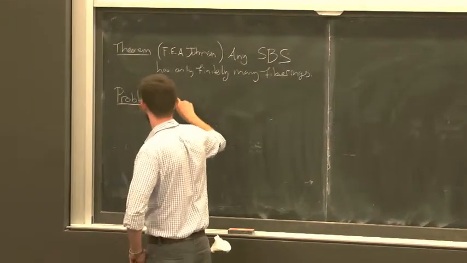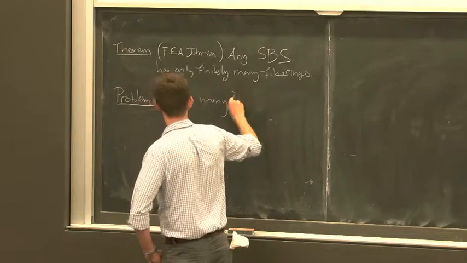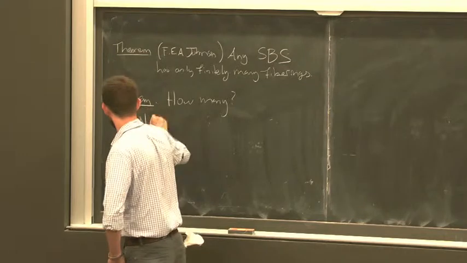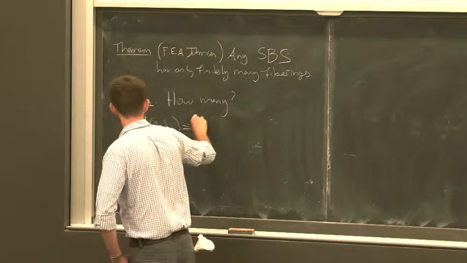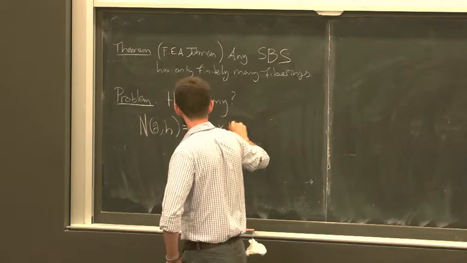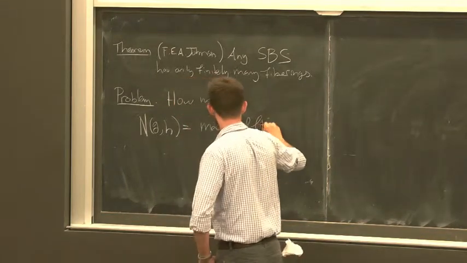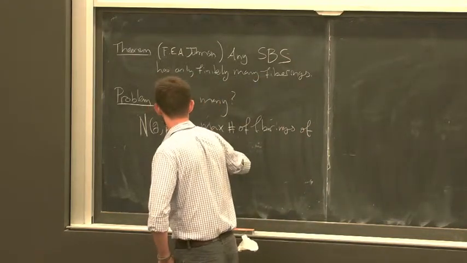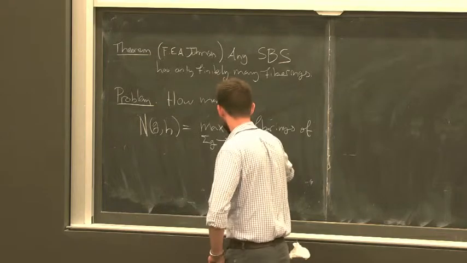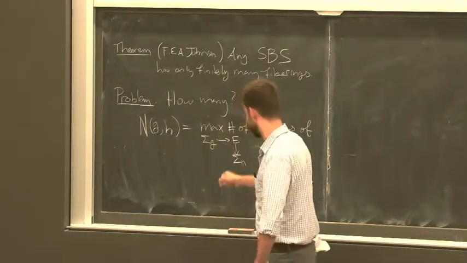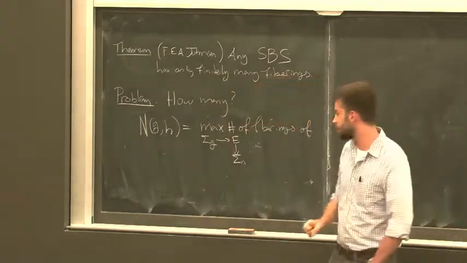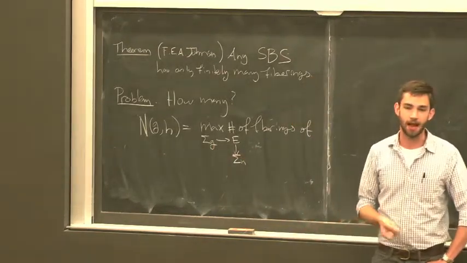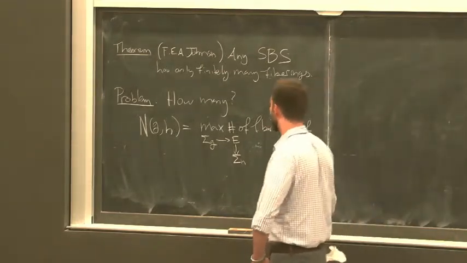So the problem is how many? To make this slightly more mathematical, let's introduce a function which I'll call N of G, H, and this is going to be the maximal number of fiberings of some 4-manifold which you can realize as a surface bundle with fiber G over base space H. So I take all surface bundles with fiber G and base sigma H, and I just ask how many fiberings I can get here.